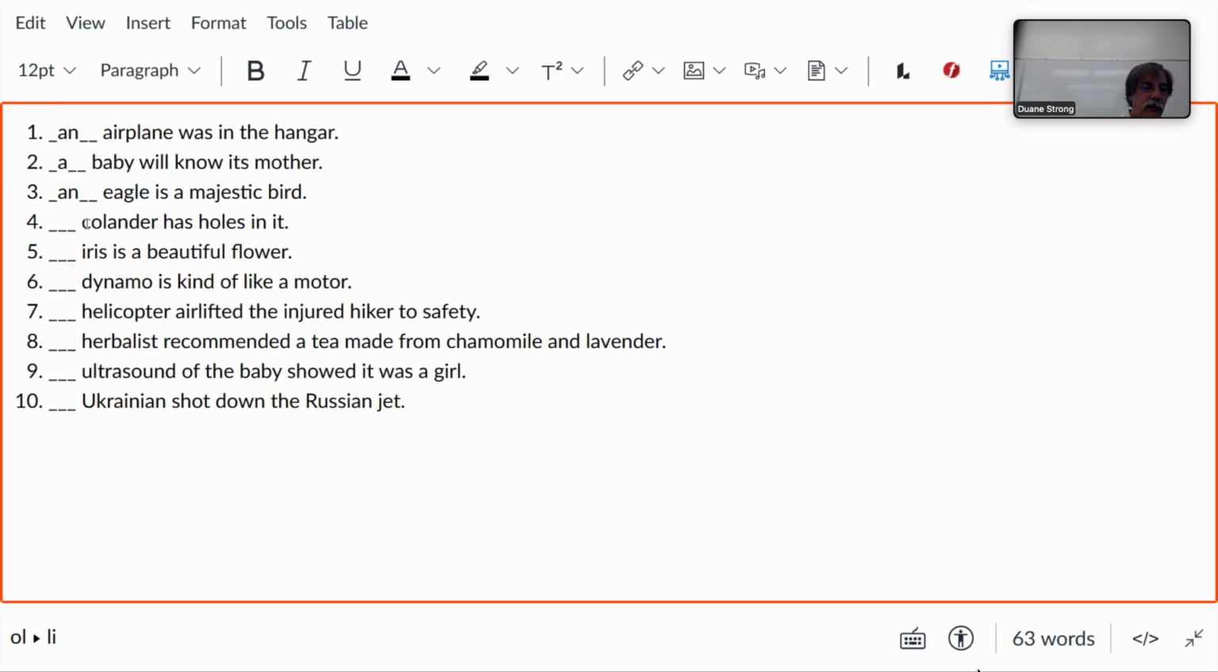Blank colander has holes in it. Is it "a" or "an"? What kind of letter is C? Is that a vowel or a consonant?